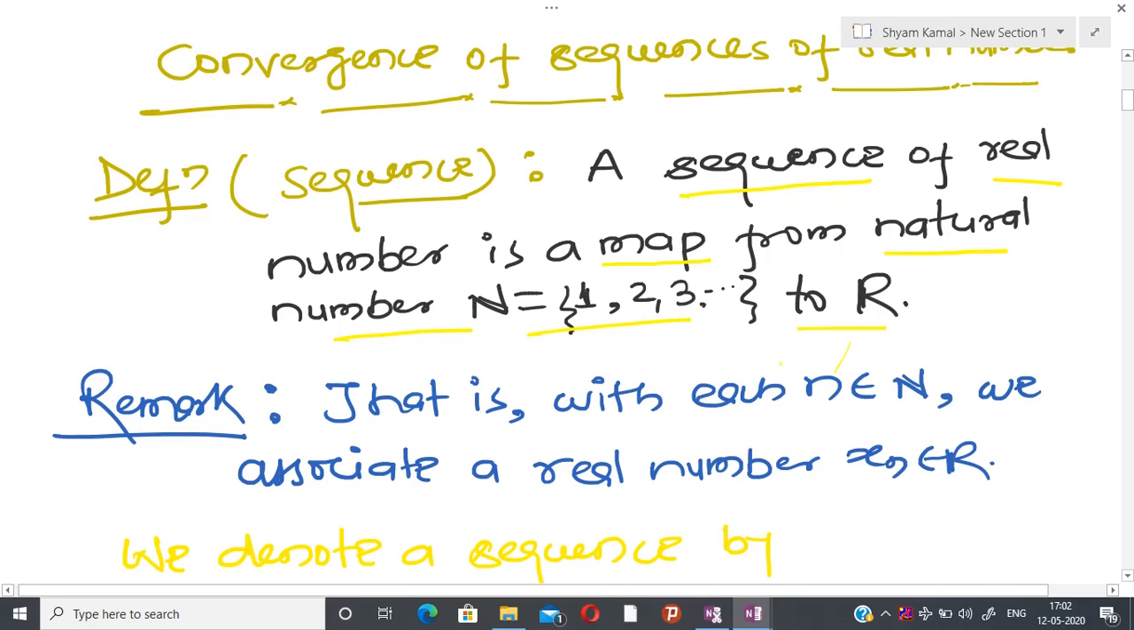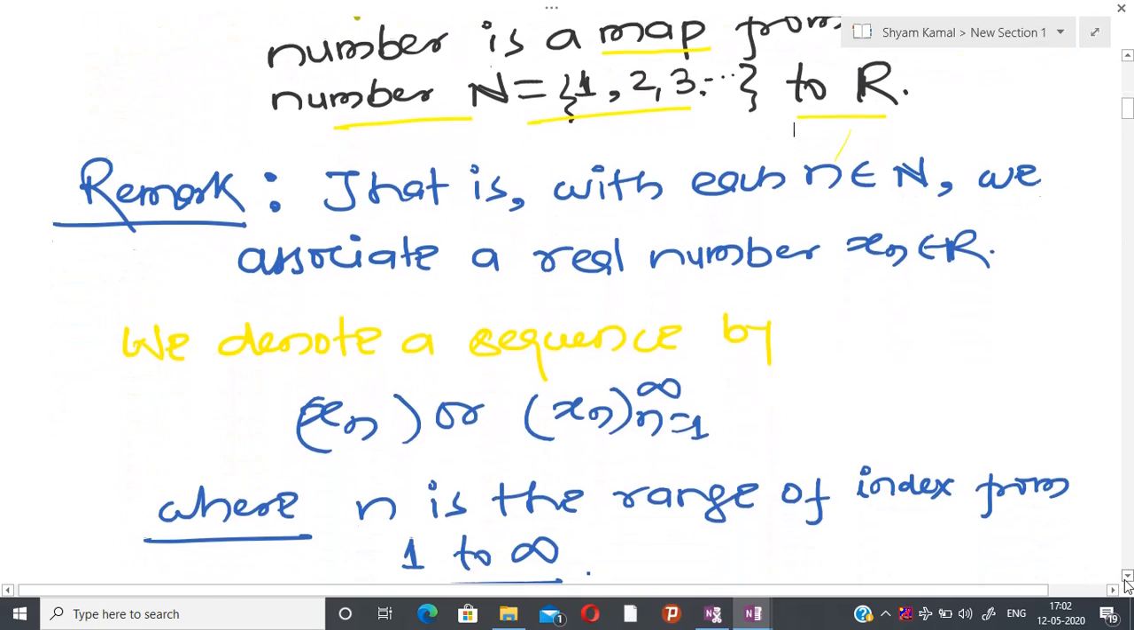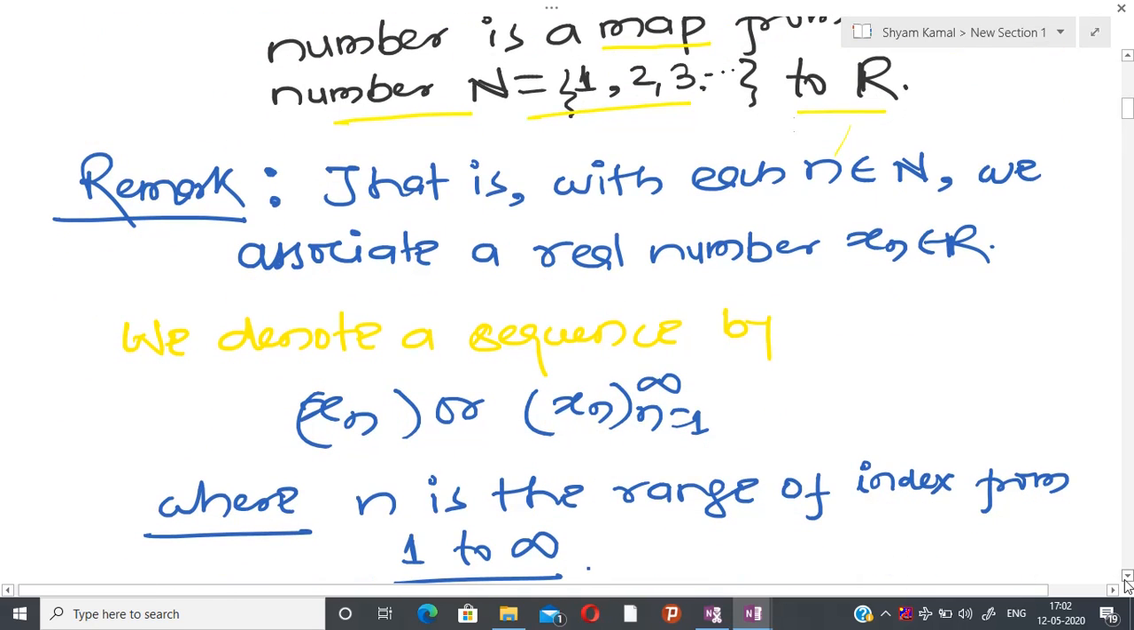Now if you associate each natural number to a real number, then basically I am talking like this. Here I am going to take some kind of natural number, and after that for each natural number I am going to assign some real number there.